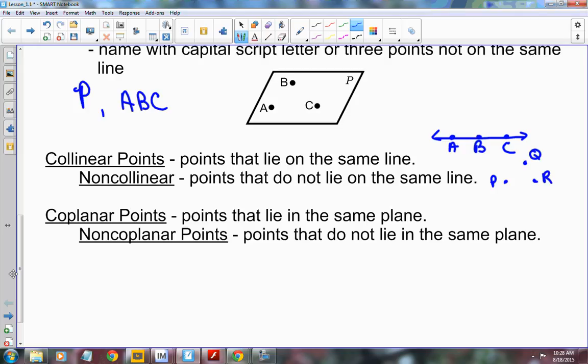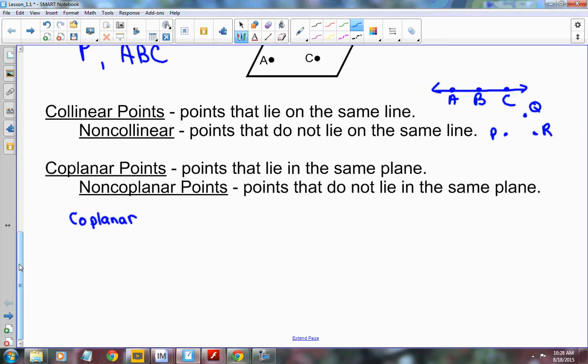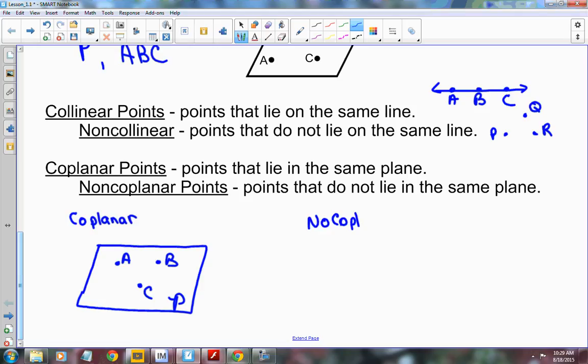coplanar and non-coplanar. They're exactly the way that they sound. Coplanar points lie in the same plane. So here, let's say I've got plane P, okay, and these points are coplanar because they lie on that plane. But if you were to talk about non-coplanar, it might look something like this.